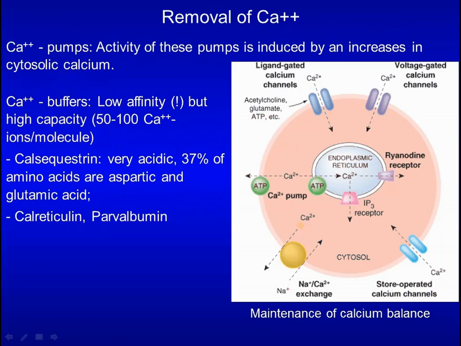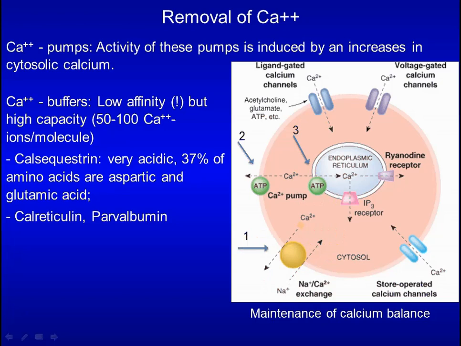There are three major pumps, two on the plasma membrane and one on the ER or SR membrane. The first pump is the plasma membrane sodium calcium exchanger, or NCX. It is mainly found in excitable cells such as cardiac and skeletal muscle cells. Three sodium ions are imported for one calcium to be exported.